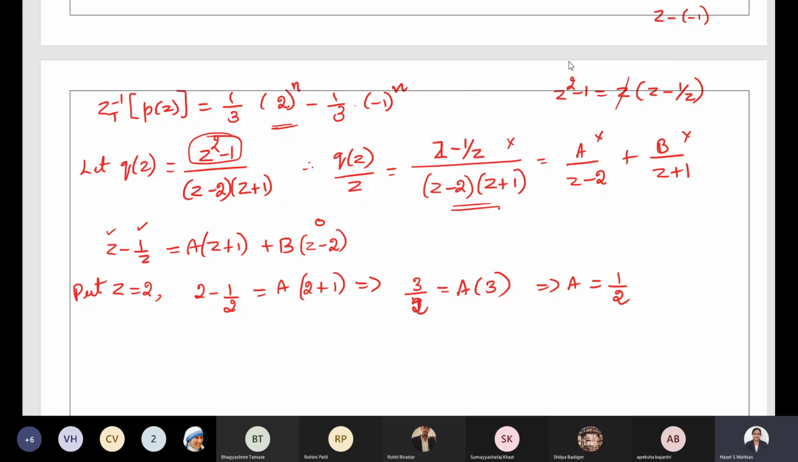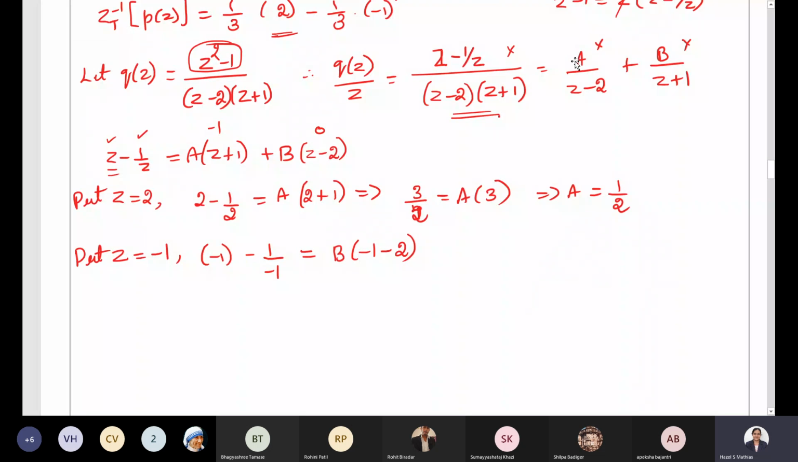Yes, ma'am. Okay. Next we shall put z equal to minus 1. If I put z equal to minus 1, the coefficient of a will be 0. So put here also z equal to minus 1. Minus 1 minus z is minus 1, that is equal to a will be 0, b into minus 1 minus 2.